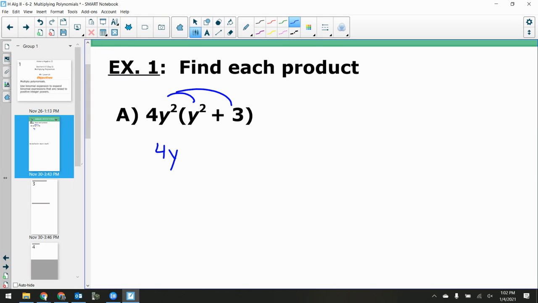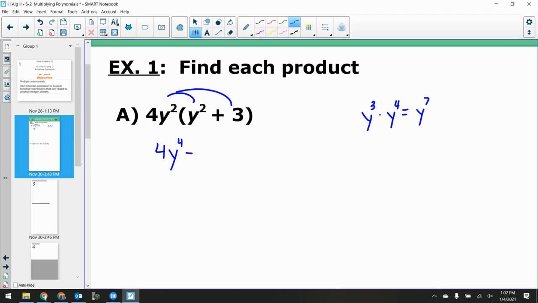4y squared. Well, what's y squared times y squared? Now, be careful. Did we add exponents or did we multiply them? You add them. When you multiply bases, you add exponents. Just as a reminder, if you've got y to the third times y to the fourth, that's y to the seventh, right? When you multiply like bases, you add exponents up top.